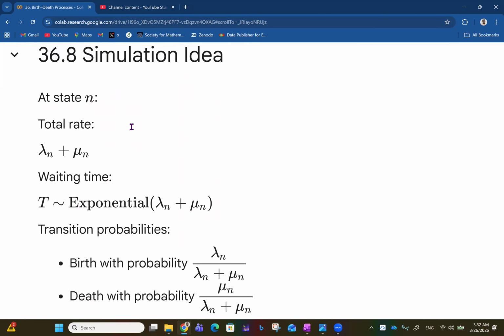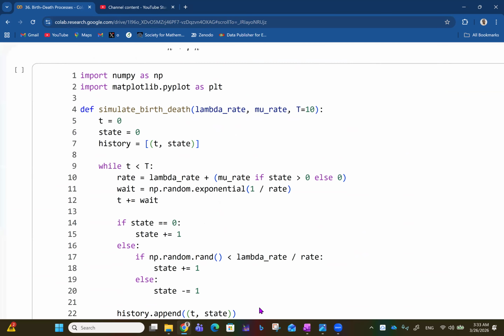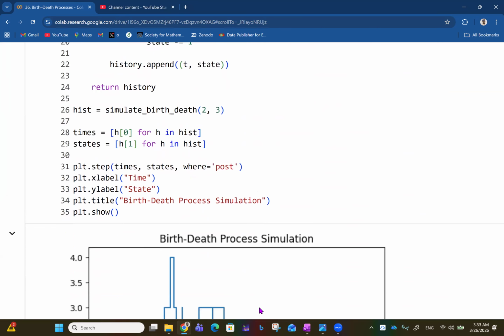At state n now, you have total rate lambda n plus mu n, and the waiting time is exponentially distributed with parameter lambda n plus mu n. And you have transition probabilities: birth with probability lambda n over lambda n plus mu n, and death with probability mu n over lambda n plus mu n. And then we can have all of that simulated using this Python code right here.